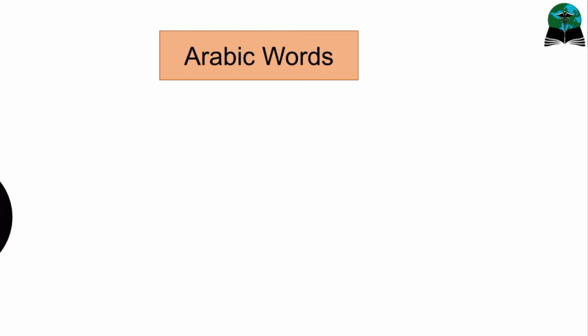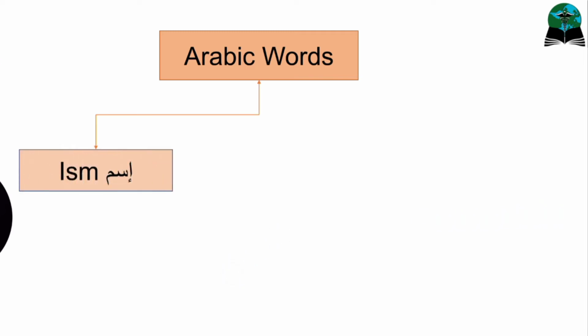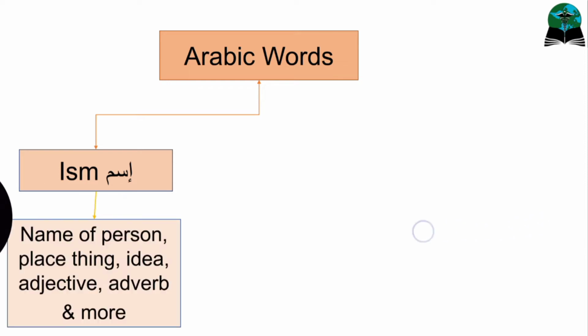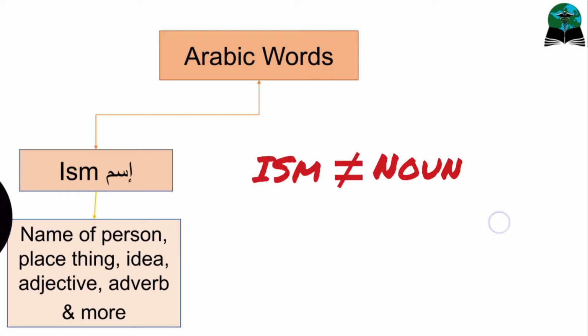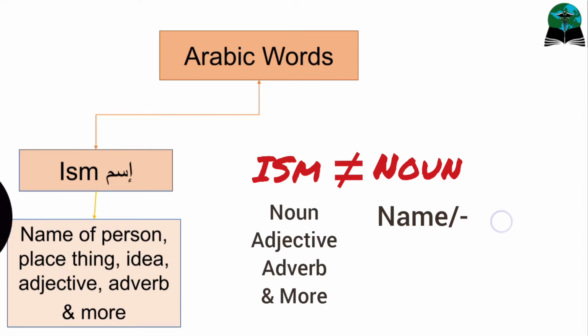There are three kinds of words in Arabic. First is ism. An ism is a name of a person, place, thing, idea, adjective, adverb, and more. But be careful, ism is not equal to noun, because noun only has the name of a person, place, thing, animal, etc. But ism also includes adjective, adverb, and much more.